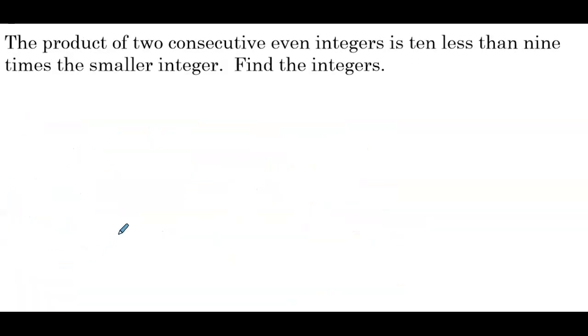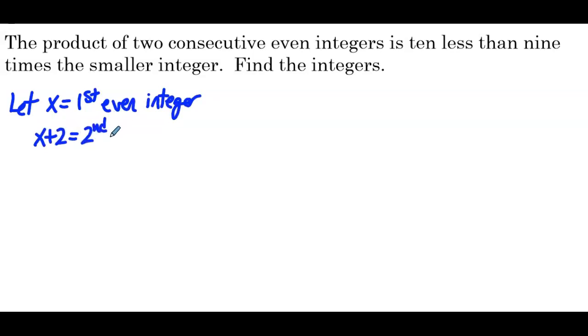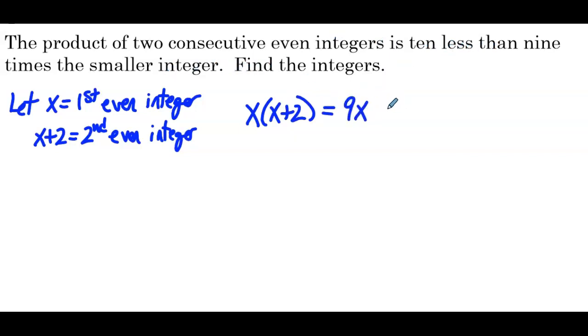Perfect. Next up, the product of two consecutive even integers is 10 less than 9 times the smaller integer. Find the integers. Okay, so we'll let x be the first even integer. So then x plus 2 is the second even integer. So it says the product of two consecutive even integers, so x times x plus 2, equals 10 less than 9 times the smaller integer. So 9 times the smaller integer, which is x, and then 10 less than that, so minus 10.